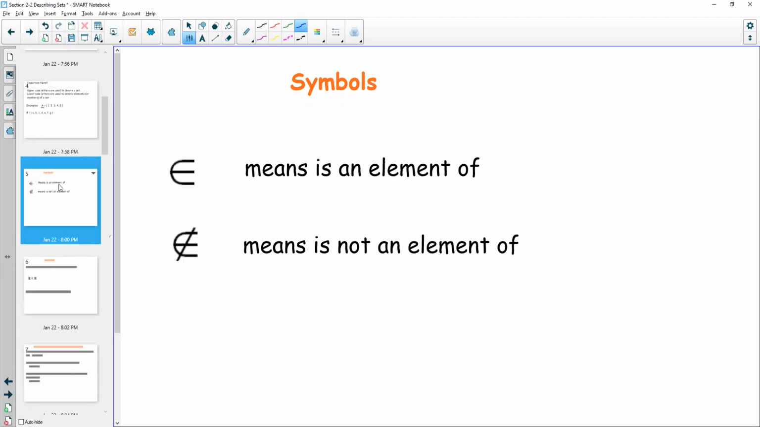There are also some important symbols. This crazy looking E means something is an element of a set. So if you see that, we read it as "is an element of." If you see that same E with a line through it, it means it's not. So something is not an element of whatever set.